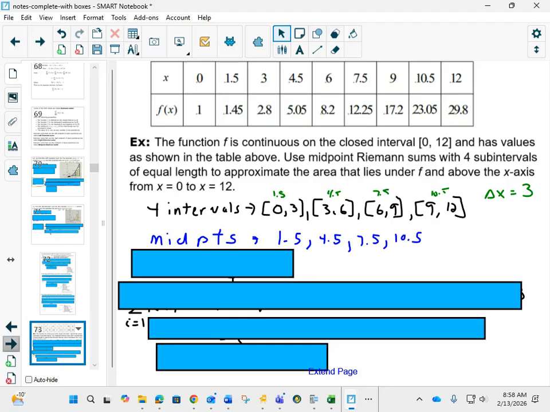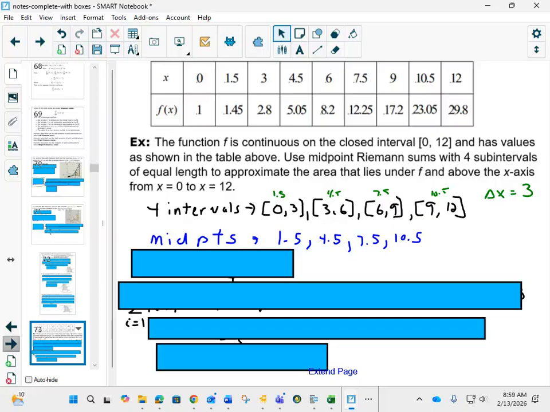Isn't it nice that those values are on our chart? Can you visualize these rectangles? The first rectangle would have a width of 3. The height of that first rectangle is 1.45, because if you plug 1.5 into the function, you get your y value is 1.45.